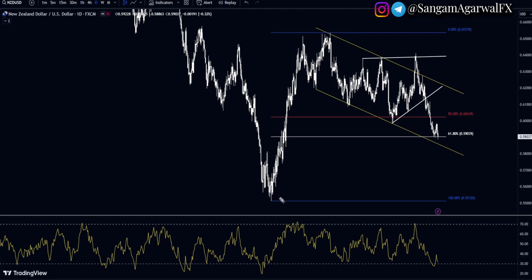Then New Zealand dollar, US dollar, 61% retracement done and overbought RSI, and it is also near this trend line. So if the trend line retests again, then it will be the fourth attempt, and if that happens, then you can buy.